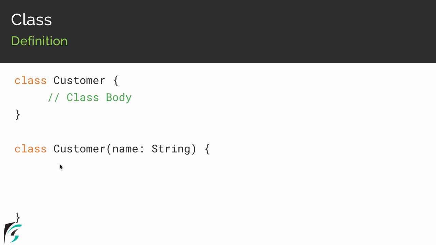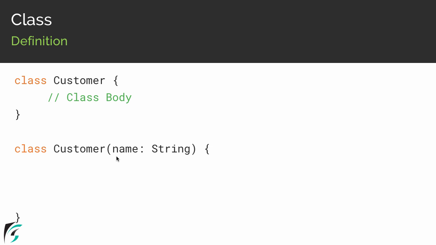Now how do we define the constructor in Kotlin? Here is an example. Class Customer followed by brackets open and close, inside which we can simply define some parameters such as name: String. This is the primary constructor, and this is the way we define the primary constructor in Kotlin. If you notice, this constructor does not contain any body, unlike in Java where we had the constructor defined explicitly inside the class body.